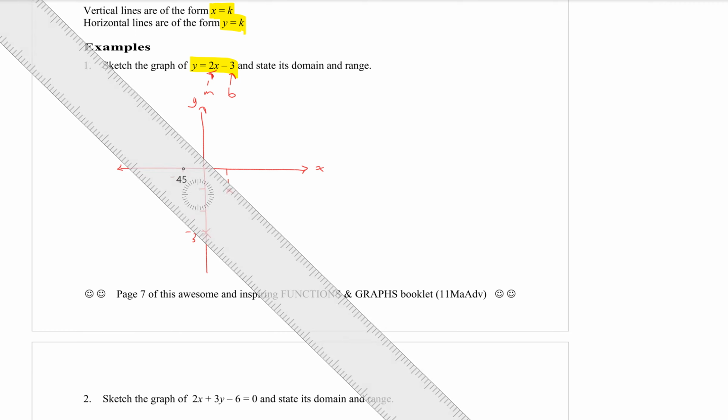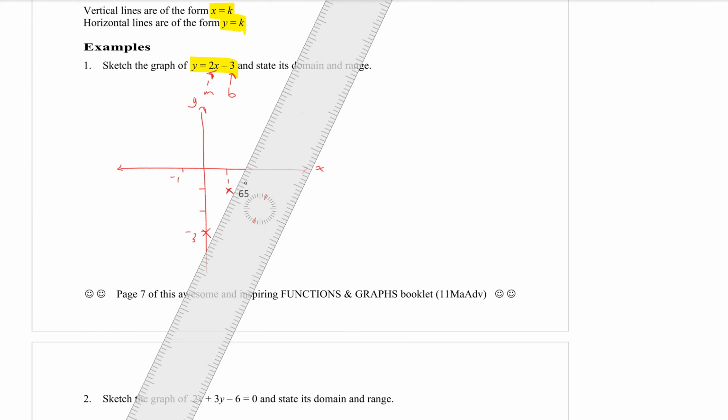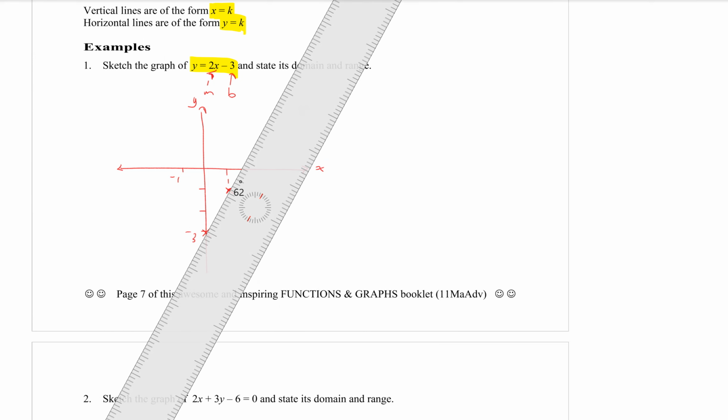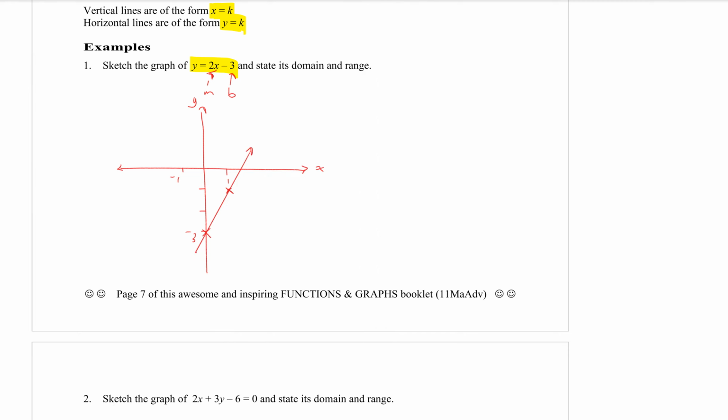Now, if you've drawn that accurately, we should be able to draw a line through them. And there is our straight line. Okay? We haven't finished the question though, because the question says to state the domain and range. It's a sloping line. So what possible x values can I have?